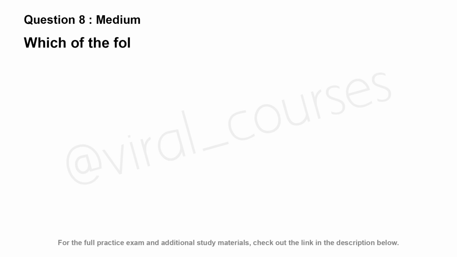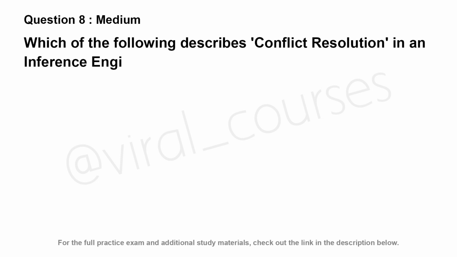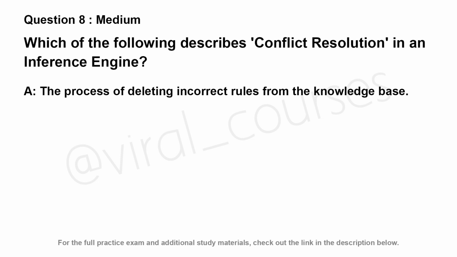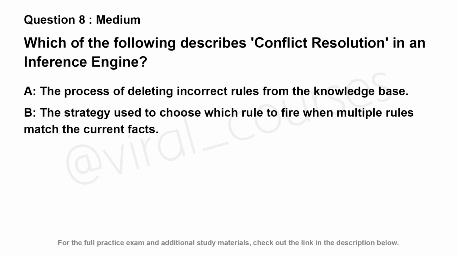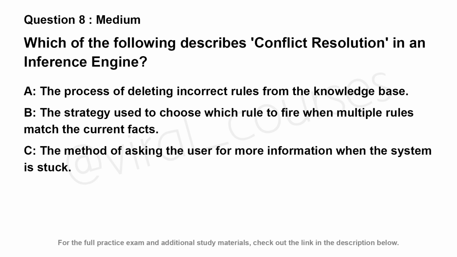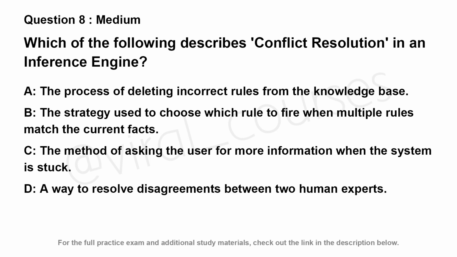Which of the following describes conflict resolution in an inference engine? Option A. The process of deleting incorrect rules from the knowledge base. Option B. The strategy used to choose which rule to fire when multiple rules match the current facts. Option C. The method of asking the user for more information when the system is stuck. Option D. A way to resolve disagreements between two human experts.